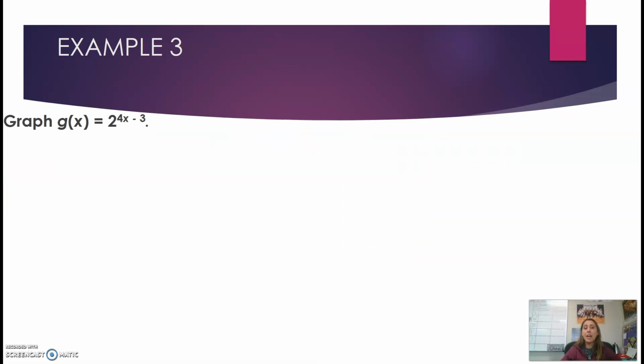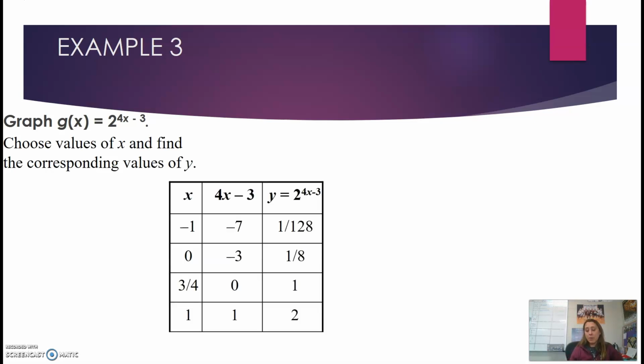This one is just to show you that things can move left or right. So I created a table right here. When I'm looking at this, I'm just finding what my exponent is. So I'm still doing negative 1, 0, 3/4, and 1. And then I'm figuring out what my, so if I were to plug it in, I'll show you the first one.